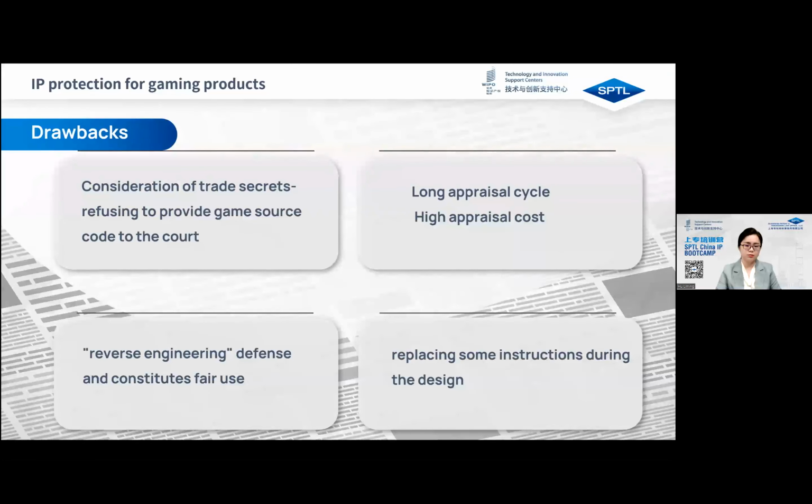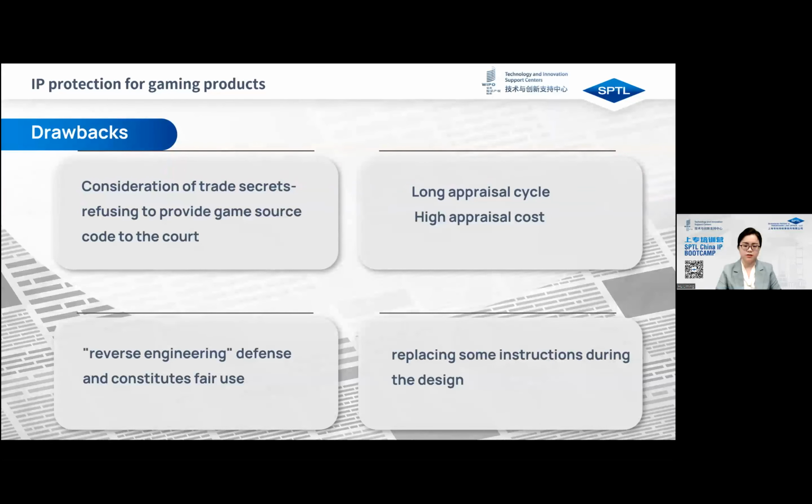Although we talked about some good points of software copyright protection, when defending rights, software copyright will encounter some difficulties, such as when going to court, some plaintiffs will claim that the defendant infringes the copyright of their game software when suing. But for the sake of trade secrets, they refuse to provide their own game source code to the court. And then the defendant may also refuse to provide the source code of the alleged infringement.